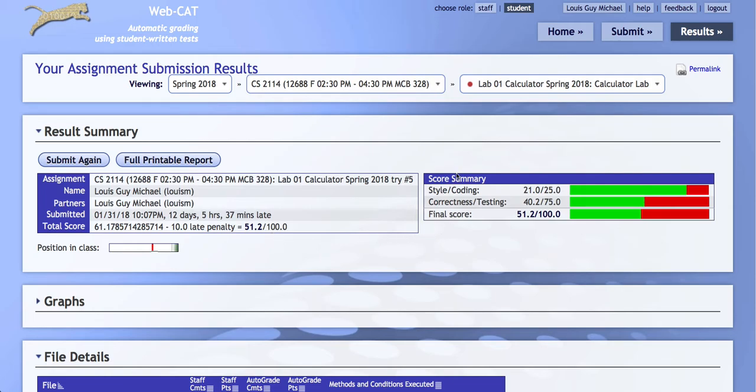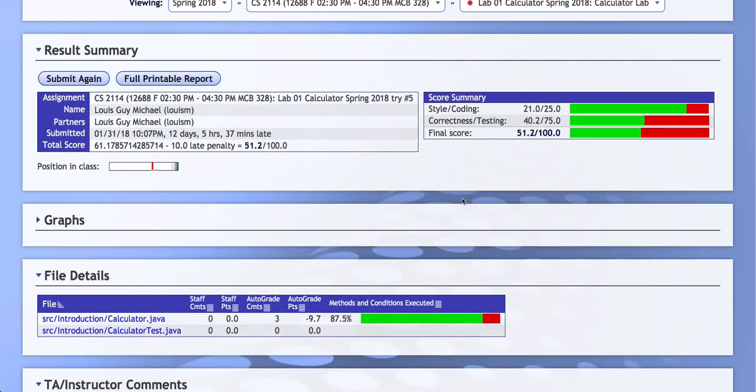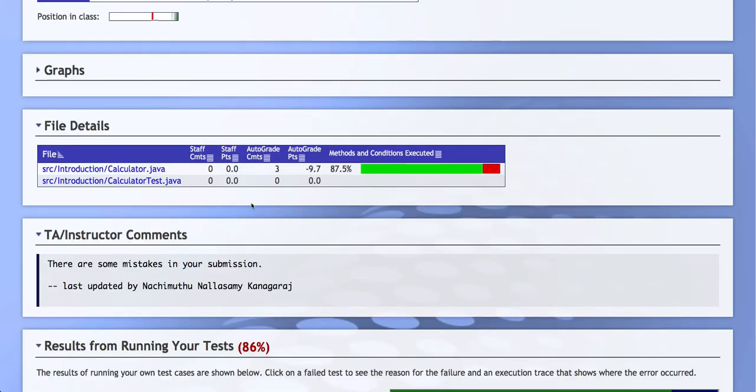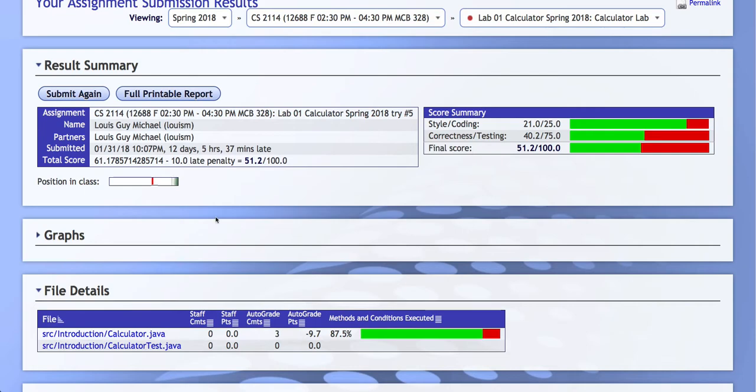For this lab, we can see the score summary as a breakdown. It was style of coding out of 25 and correctness and testing out of 75, and I ended up with a 51. So there's a little bit of a breakdown here. We can see my position in the class right here. Everyone did pretty well on Lab 1. There's a high density of hundreds. I think I am currently the poorest grade on Lab 1.